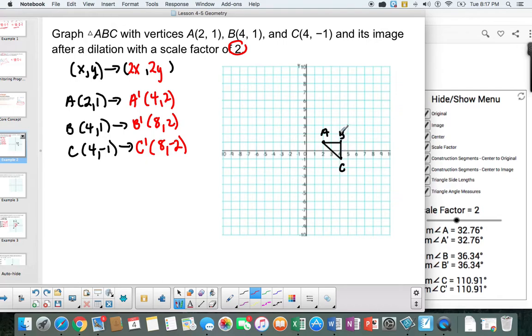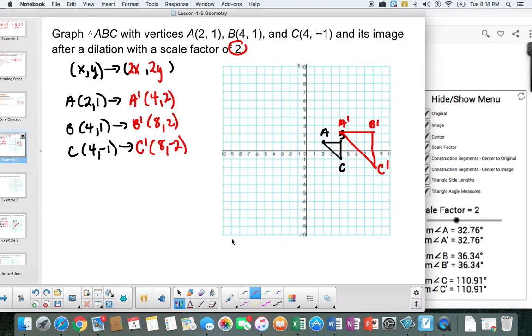4, 2, which is right here. 8, 2, which is here. And 8, negative 2, which is here. And let's go ahead and draw it. You can see this looks like it's twice as big. This is A prime, B prime, and C prime.